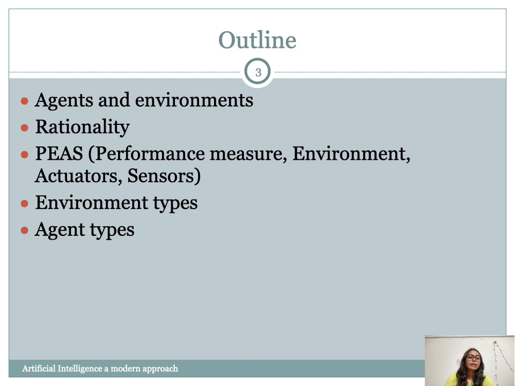So the outline: Agents and Environments, Rationality, PEAS, Performance Measure, Environment, Actuators and Sensors, Environment Types, and Agent Types.